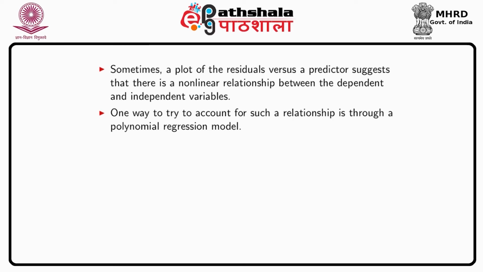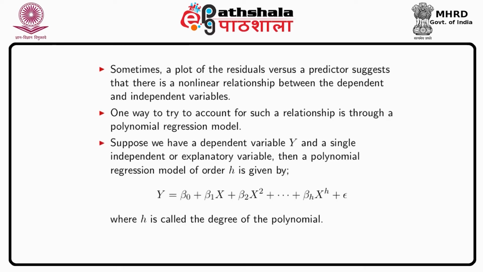Now suppose we have a dependent variable y and a single independent or explanatory variable, then a polynomial regression model of order h will be given by y equals beta 0 plus beta 1 x plus beta 2 x squared plus ... plus beta h x to the power of h plus epsilon, where h is the degree of the polynomial, y is the response vector, and epsilon is the error term.